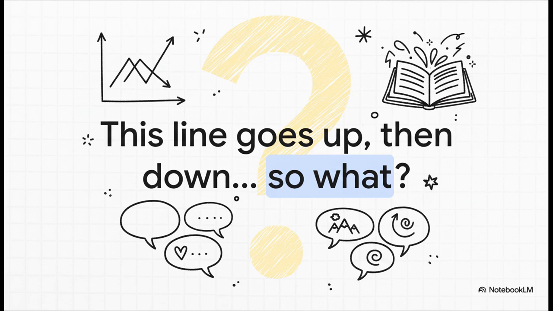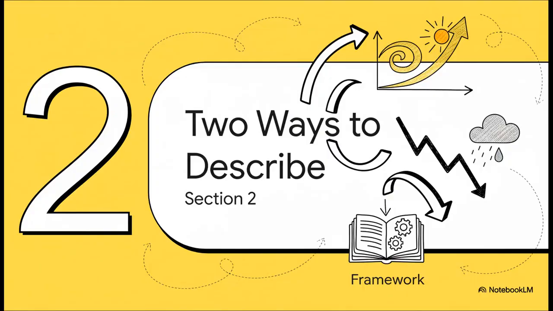And that is the big question, isn't it? So what? This is the heart of the problem. If all we can say is, it goes up, then down, we're missing the entire story. That so what is everything. We need language that adds some context, some scale, and yeah, maybe even a little bit of emotion to those numbers. The good news is, there's a really simple framework for all of this. It basically boils down to two fundamental grammatical recipes you can use to describe any trend. Once you get these down, everything else just falls right into place.